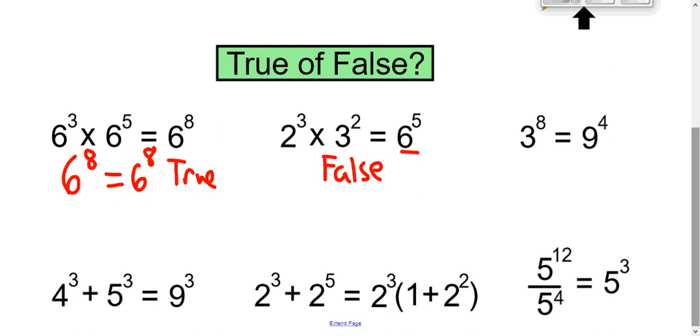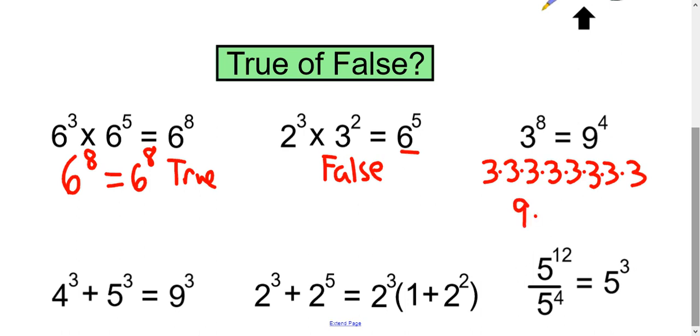So we got 3 to the eighth equals 9 to the fourth. So the best way to do this is to actually just kind of expand it. If you have a calculator, obviously, you're going to put this into the calculator and see what's going on here. But 3 to the eighth is this. So it's 1, 2, 3, 4, 5, 6, 7, 8 threes. And then 9 to the fourth is this.